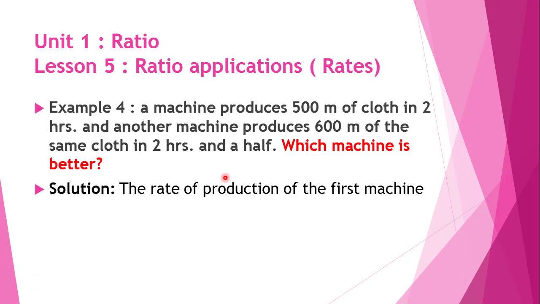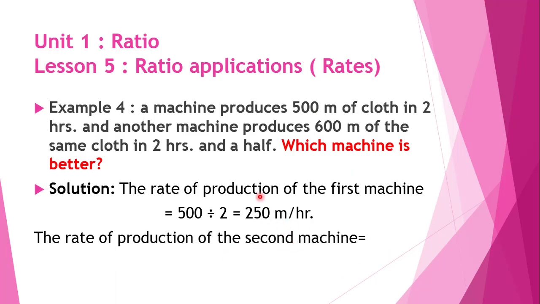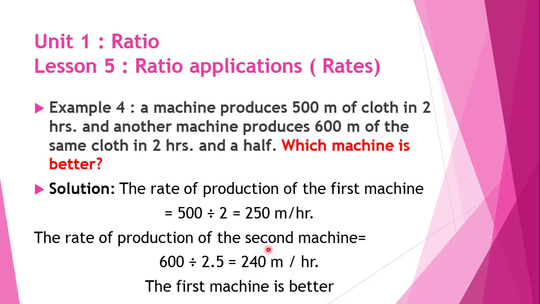Let's see the rate of production of the first machine. Here we have 500 divided by 2. So 250 meters per hour. What about the second machine? 600 over 2.5, 2 hours and a half. So the result will be 240 meters per hour. So which machine is better? Yes, of course, the first machine is better because it's higher in the rate of production.